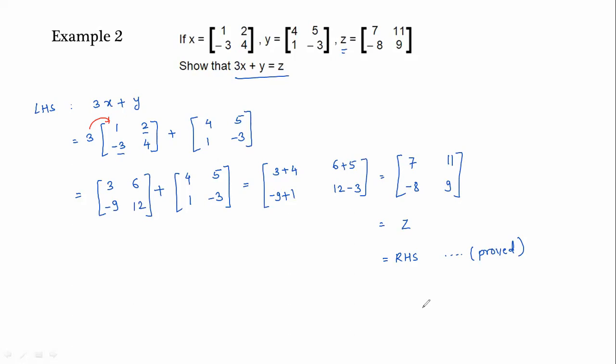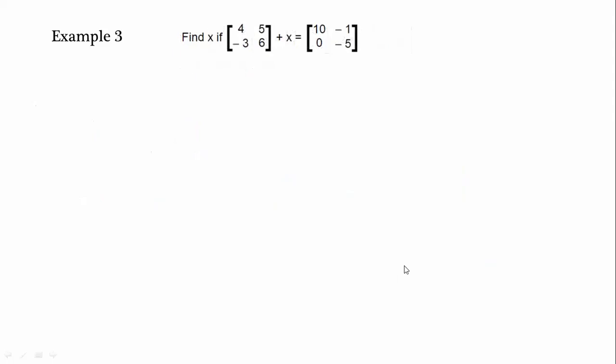Now let us see example number 3. Find X if this matrix is given plus X is equal to B. For example, suppose there are two numbers: 3 plus x is equal to 9, and they have asked you x. What will be x? 9 minus 3. So you have to subtract this. Similar to this, whatever algebra you do with numbers, the same you have to apply with matrices.